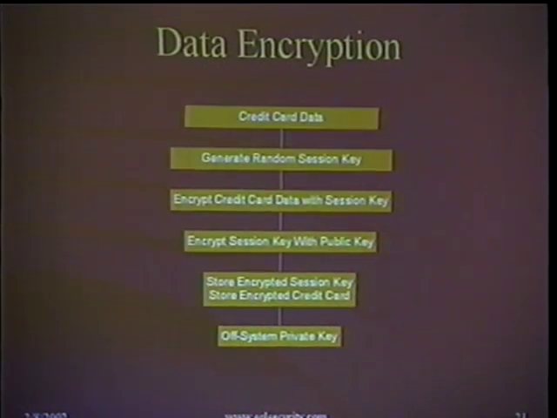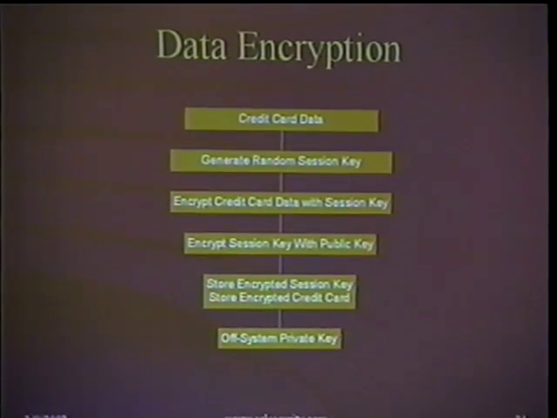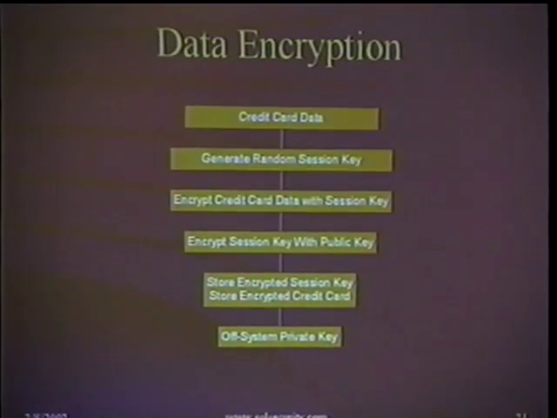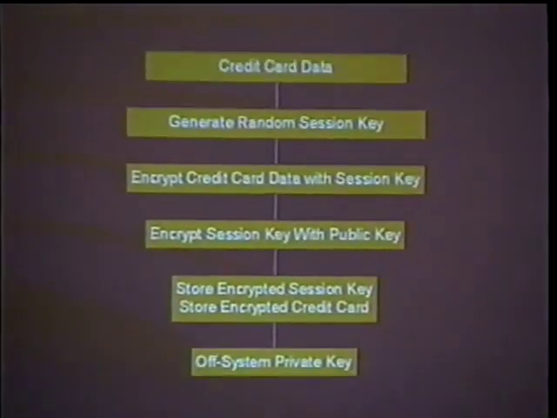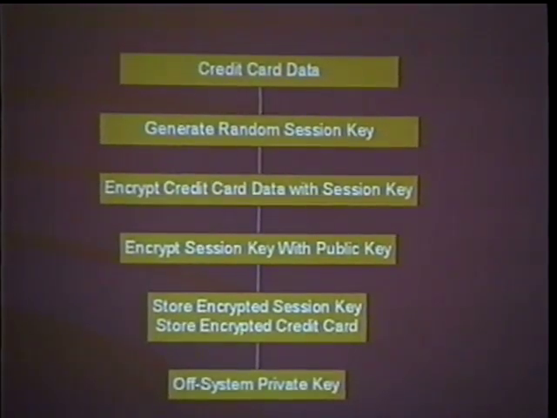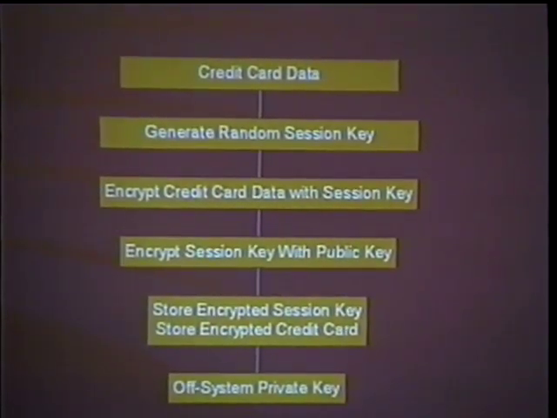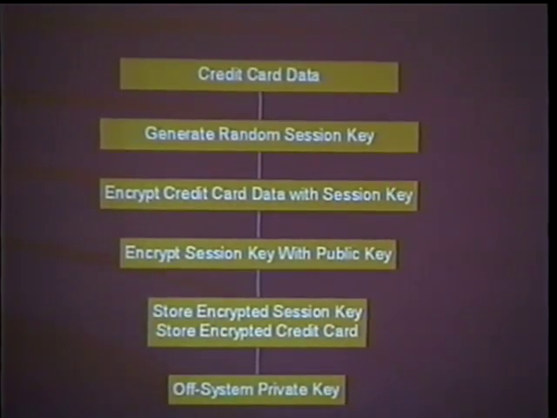here's a sample of what that data encryption option might look like with asymmetric encryption. You have your credit card data. You generate a random session key. You encrypt the credit card data with the session key. You encrypt the session key with the public key. You store the encrypted session key and you store the encrypted credit card. And off-site somewhere is the private key.